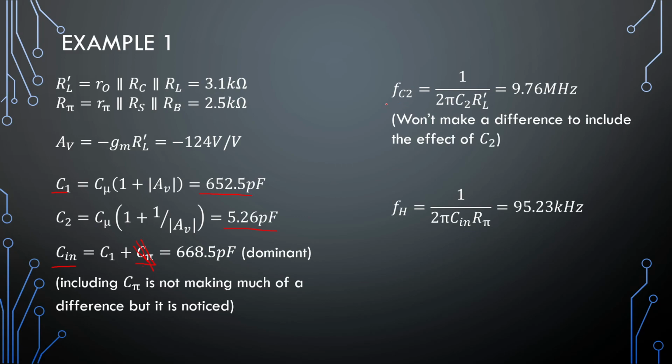So then, to give you an idea, for our C2 value, if we go and calculate it, it is 9.76 megahertz, which is much greater than when we calculate our C in and R pi value of 95.23 kilohertz. Okay, so this one is the dominant one, and that will be the result that we see when we simulate this problem. This kind of frequency or capacitor will not make any difference.